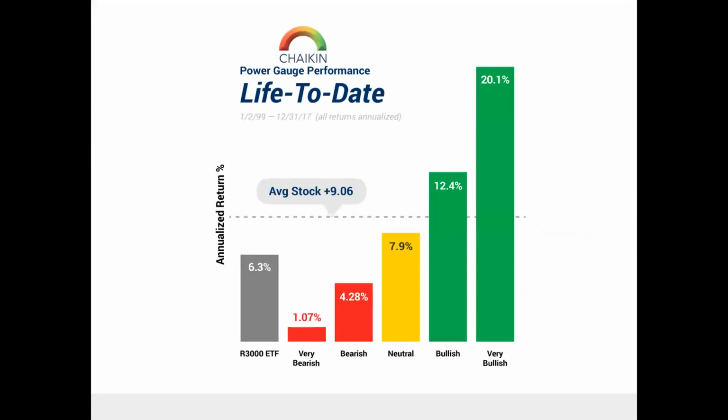What's the performance been? Very bullish stocks, up 20% a year in the Russell 3000 over an 18-year period. Some of that's back-tested, but from January 1st of 2011, these are real-time numbers, and they mirror this chart. Very bearish stocks, up only 1%, and that's after a 9-year bull market. If we were looking at this 5 years ago, they would have been down.